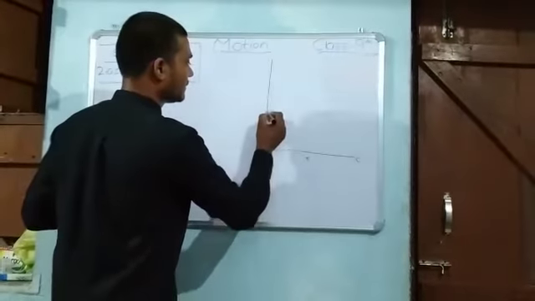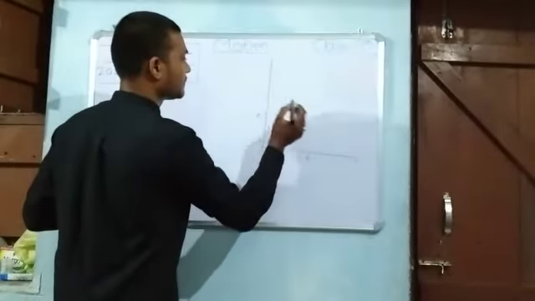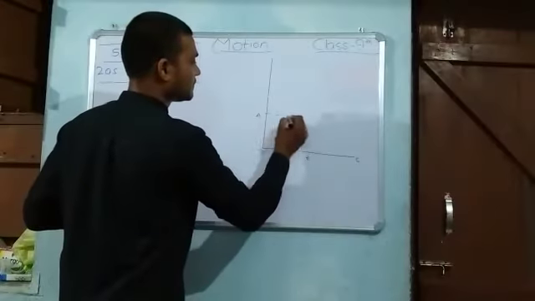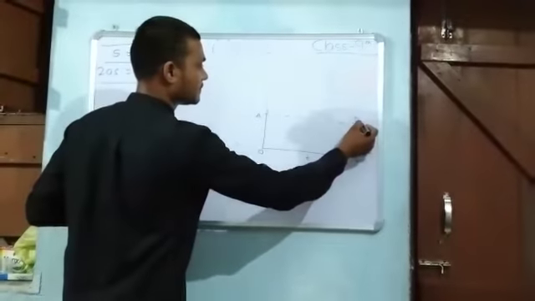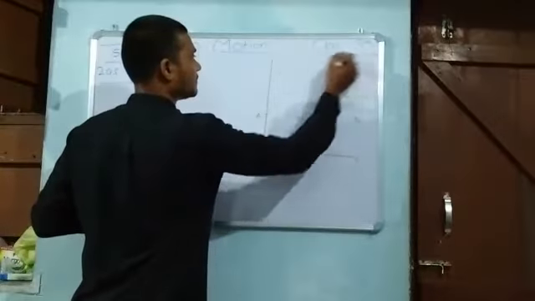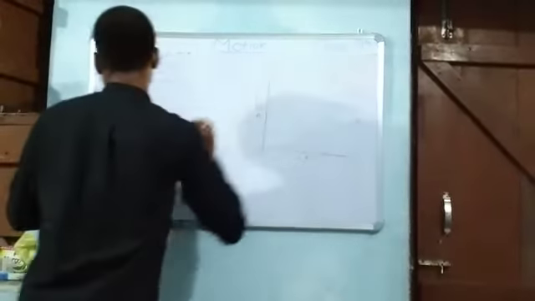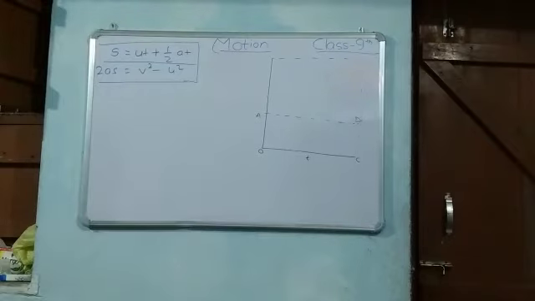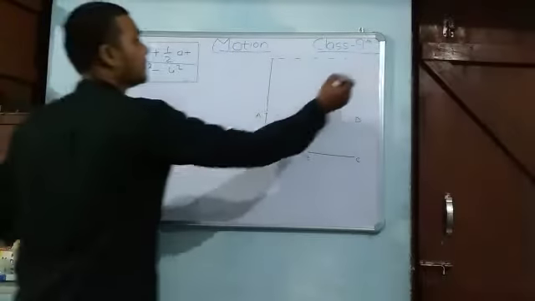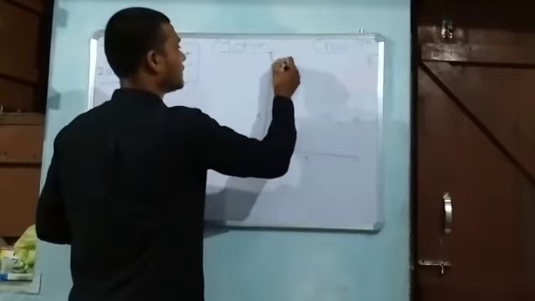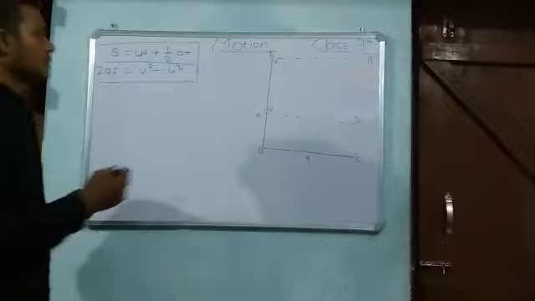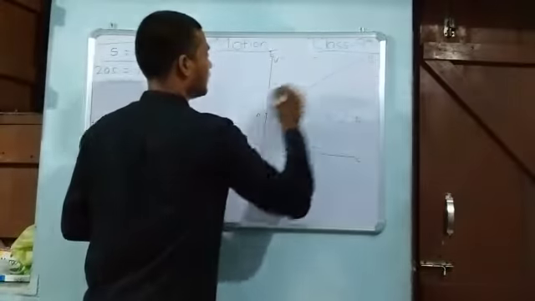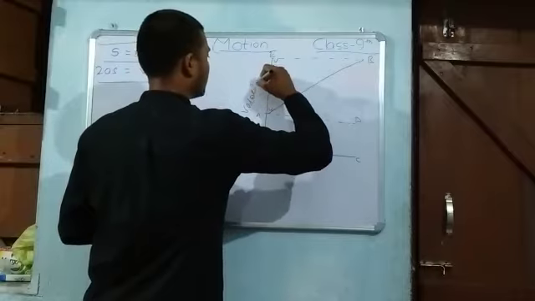O, C, A, D, B, E. This is final, this is initial, this is the origin point, and this one is time. So here is velocity and here is time.